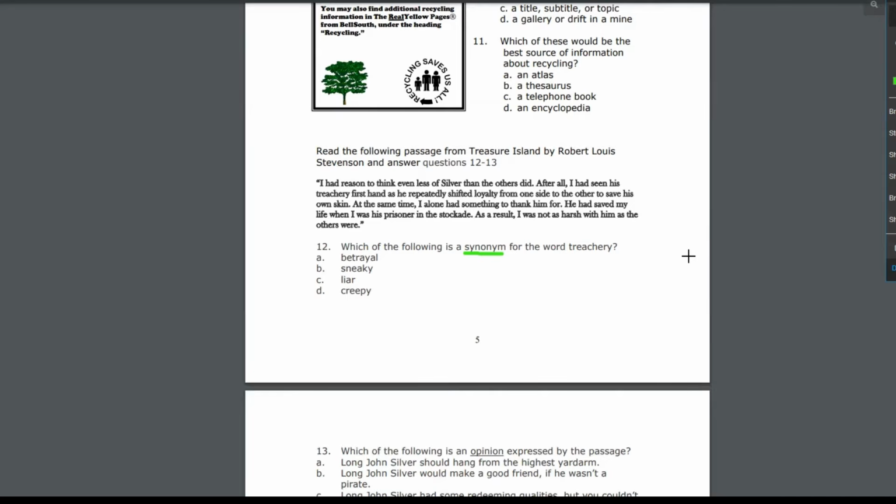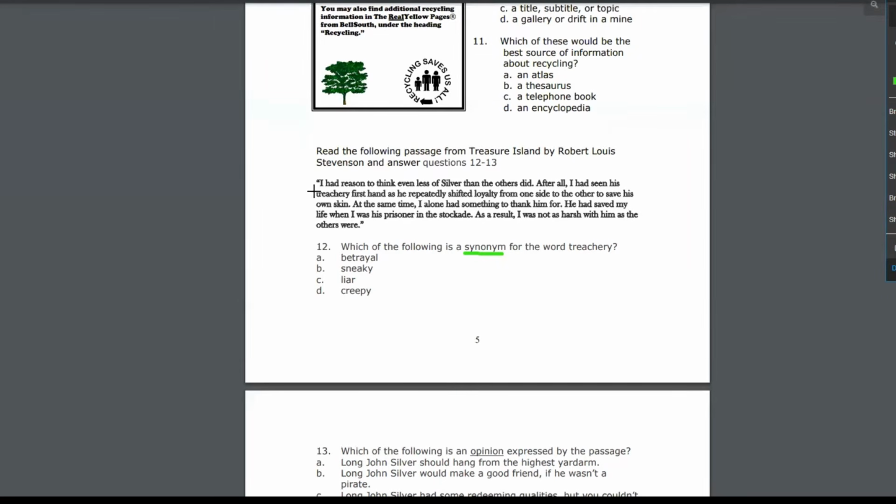Again, they're trying to see where your vocabulary is. Let's say they gave you a word and you've never even heard of that word, and you don't have any idea what it means. Always go back to your passage to see the context as to how it was used, and that will give you context clues.